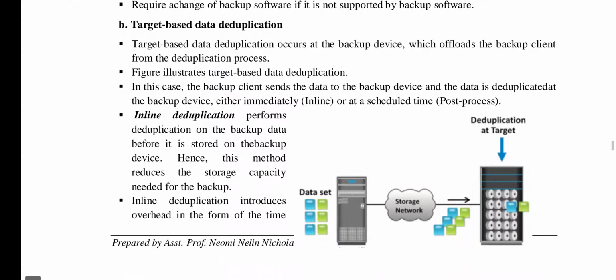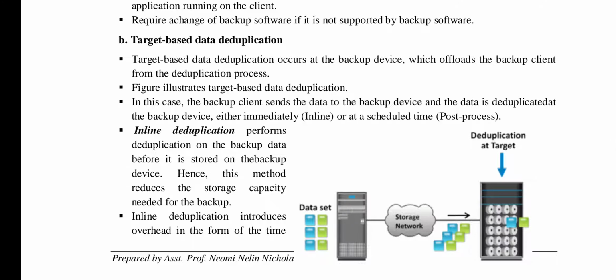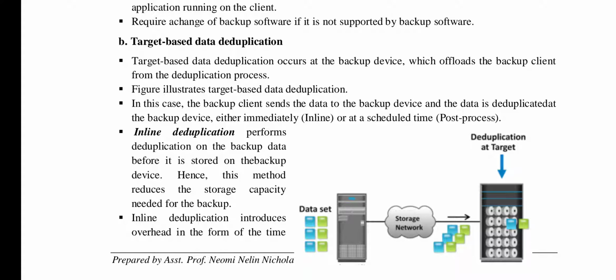Then in target based data deduplication, the figure is again very simple. Deduplication is done at the target only, so the network is more crowded than the previous one; here only two, here more as in the source. Target based data deduplication occurs at the backup device, which offloads the backup client from the deduplication process, unlike the first type.